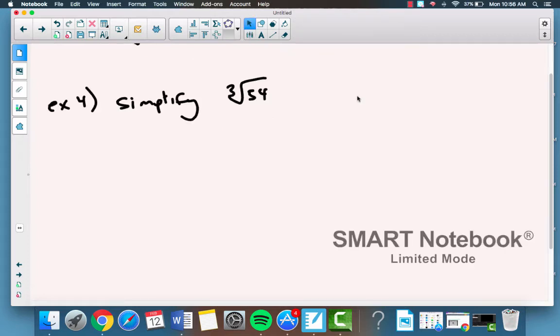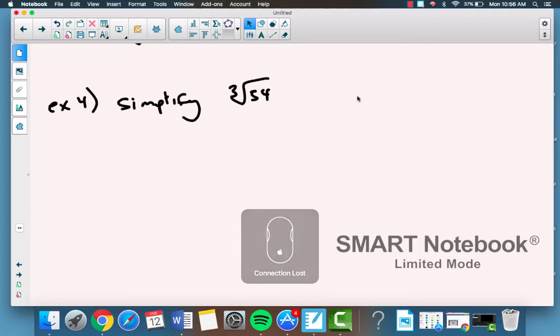So in this example, obviously we don't have a number to the third that will get us 54. So they don't want a decimal answer here. They want it to be in its simplified radical form. So in order to do this, we have to first think about all of our cube roots and see which number that is a cube root would go into 54 evenly.